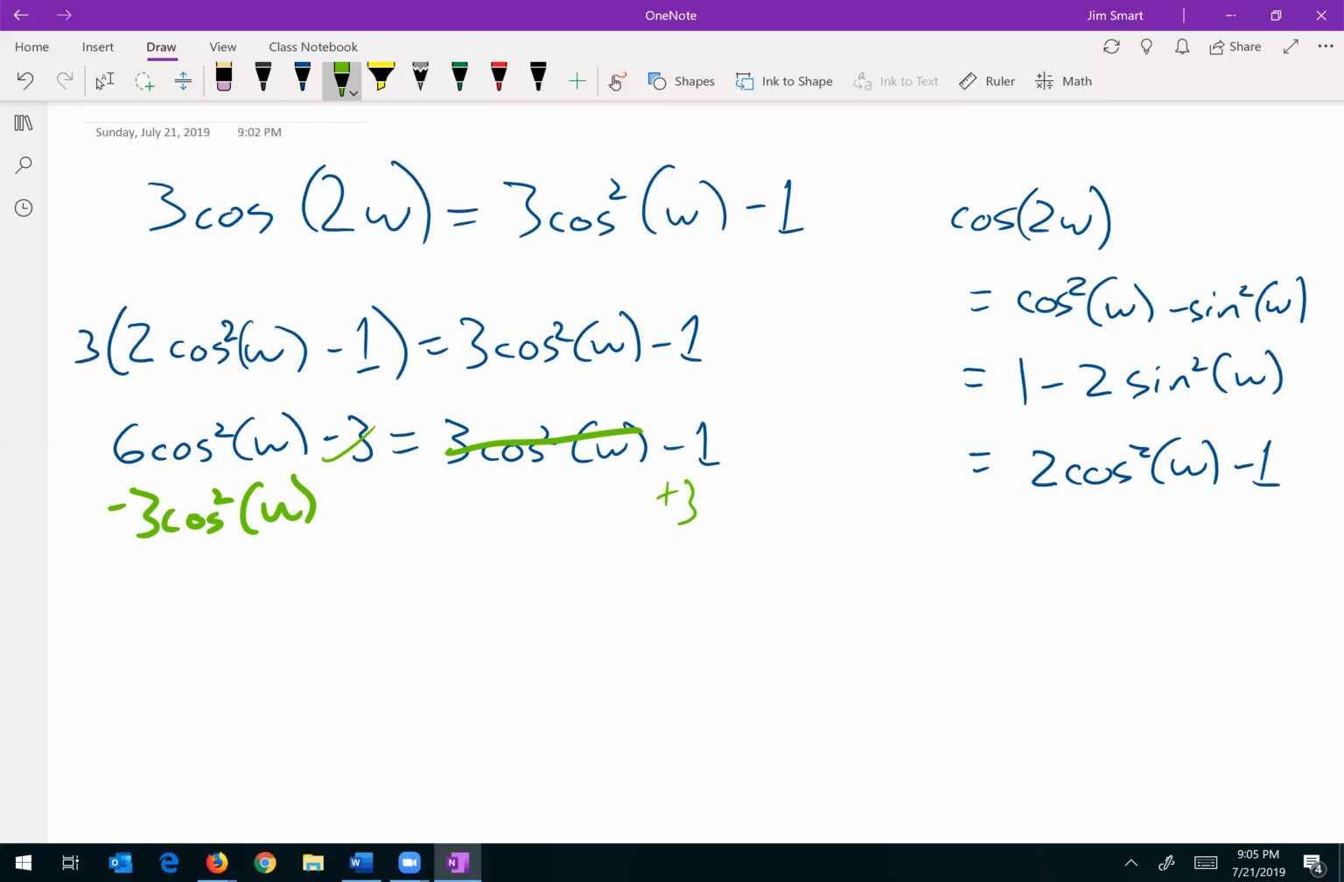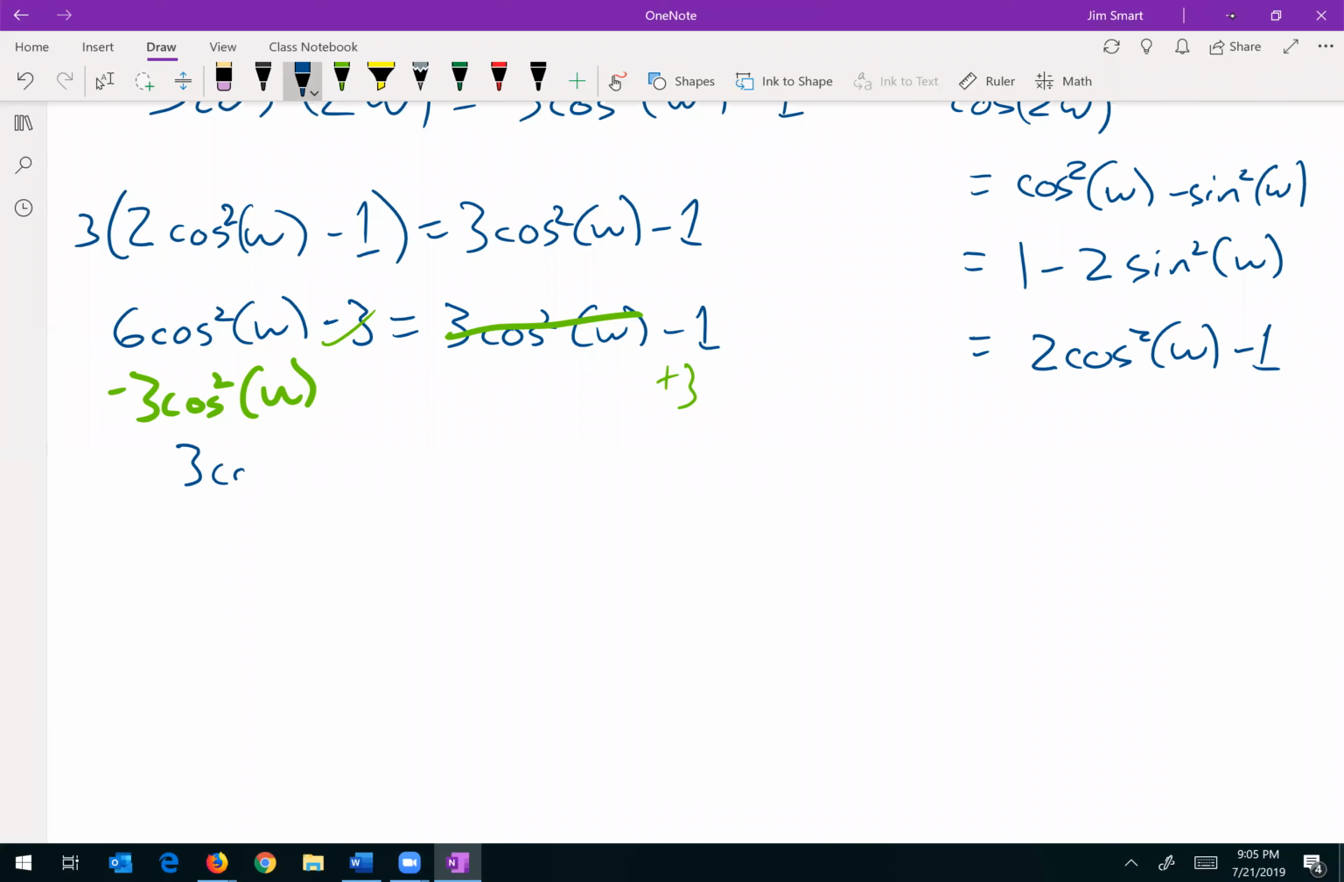So now on the left, 6 cosine squared minus 3 cosine squared will give me 3 cosine squared w. And then on the right I'll have negative 1 plus 3 is 2. All right, now I'm going to divide by 3. And then I'm going to take the square root: cosine of w equals, and remember when you take the square root to solve an equation, it could be the positive or the negative square root. Now, square root of 2/3 is not the cosine of a special angle.